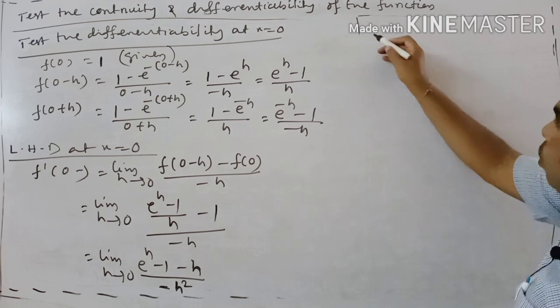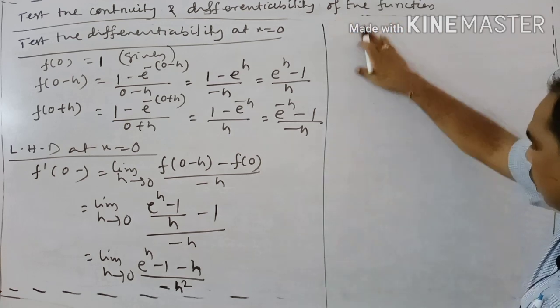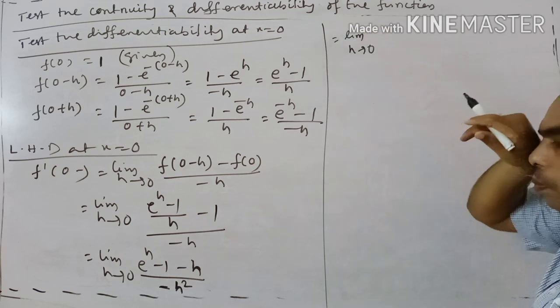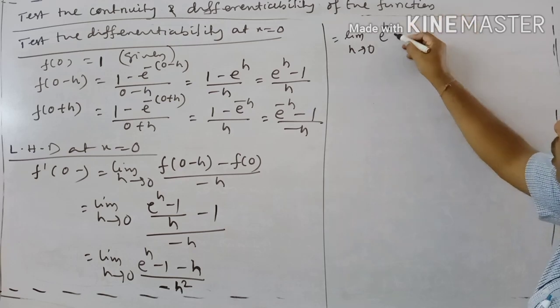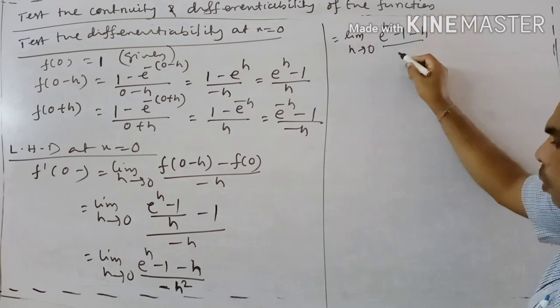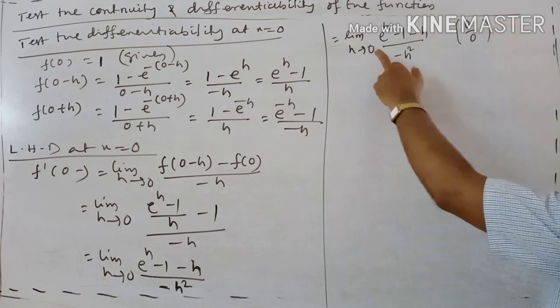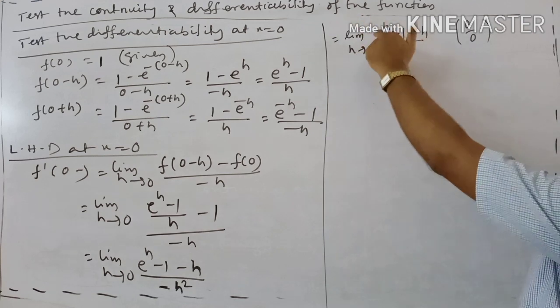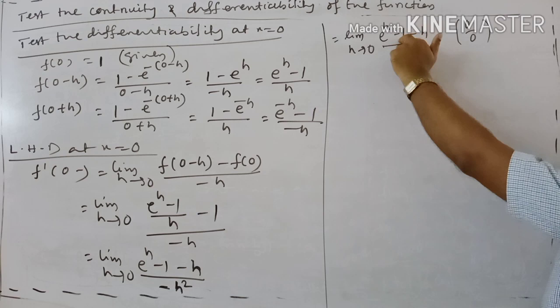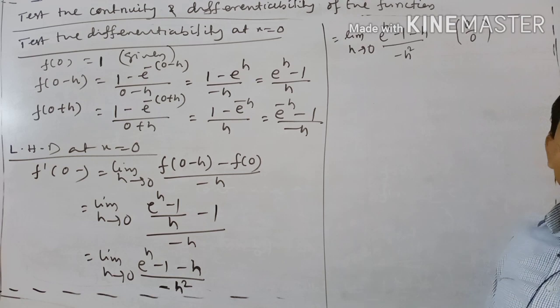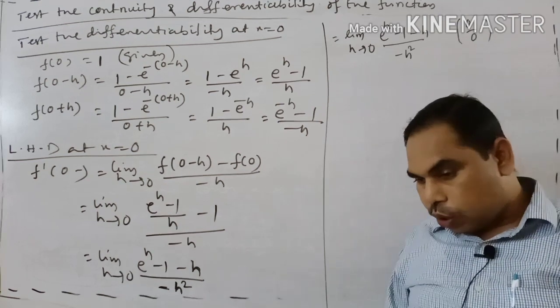So this is equal to limit h tends to 0 e to power h minus 1 minus h divided by minus h square. This is 0 by 0 form. Put h is equal to 0, e to power 0 means 1, 1 minus 1, 0 minus 0 divided by 0. So 0 by 0 is an indeterminate form. Hence we cannot put h is equal to 0.